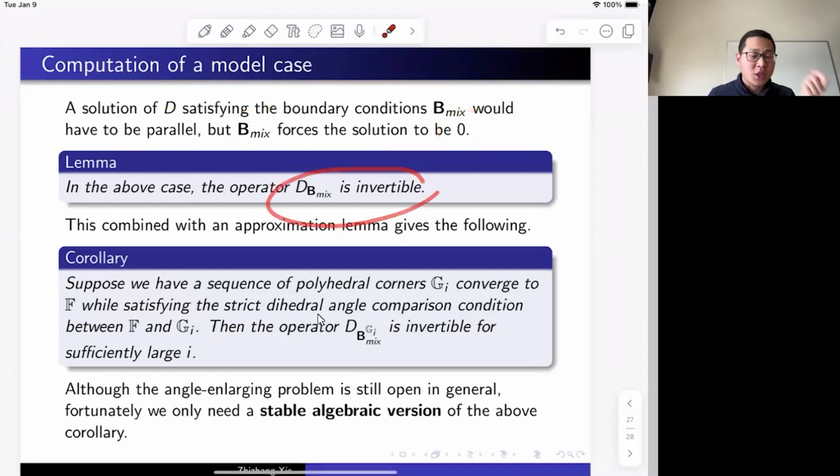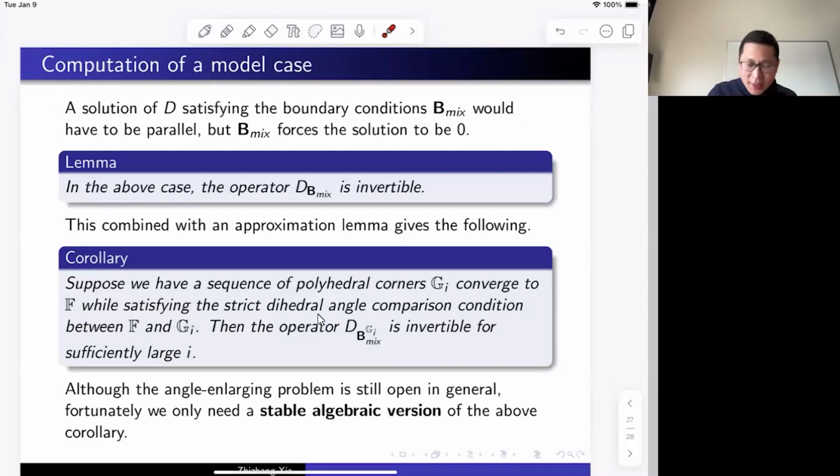Which means the operator is invertible. If it's invertible, it has to have index 0. If it has index 0, then the nearby guys, the approximations, also have to have index 0. And that's the approximation step. Jinmin probably is going to talk about it in more detail. And that's how you do the index theoretic computation. It's reduced to a standard case.